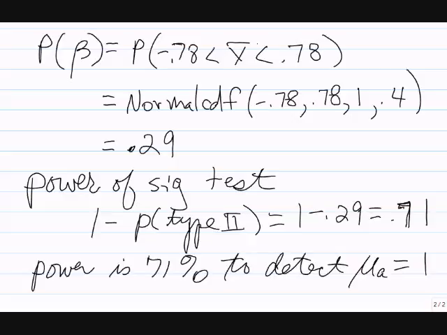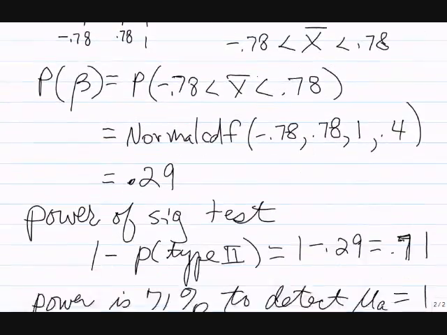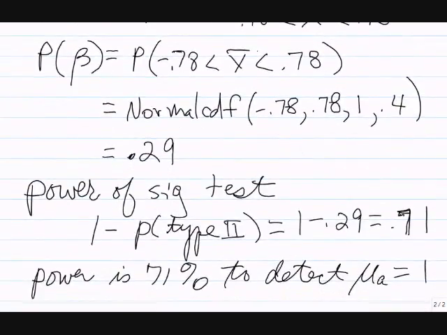What do you mean, like, to detect the... So this mu sub a equals 1 was something that we had to set in order to find the probability of the type 2 error. The type 1 error, we didn't have to grab any other numbers out. We could just do it strictly from the alpha. Now, if the true mean was actually 1, how powerful is my test to reject the null hypothesis correctly?